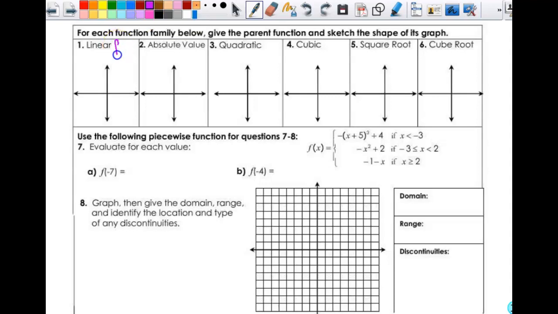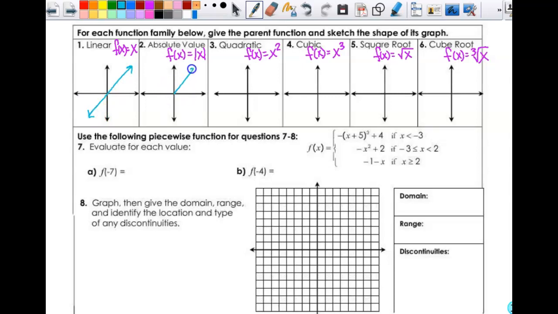This is a linear, so f of x equals x. Absolute value, f of x equals the absolute value of x. Quadratic, f of x equals x squared. Cubic, f of x equals x cubed. Square root, f of x equals the square root of x, and cube root, f of x equals the cube root of x. Okay, then I will go and sketch my parent functions. So for the linear, it looks like this.